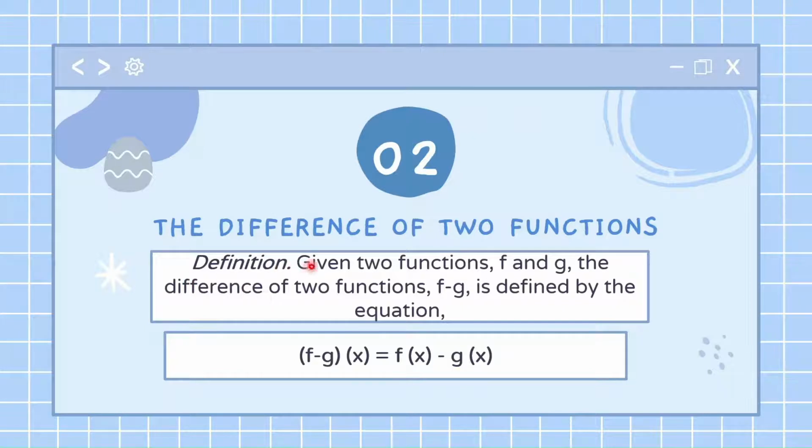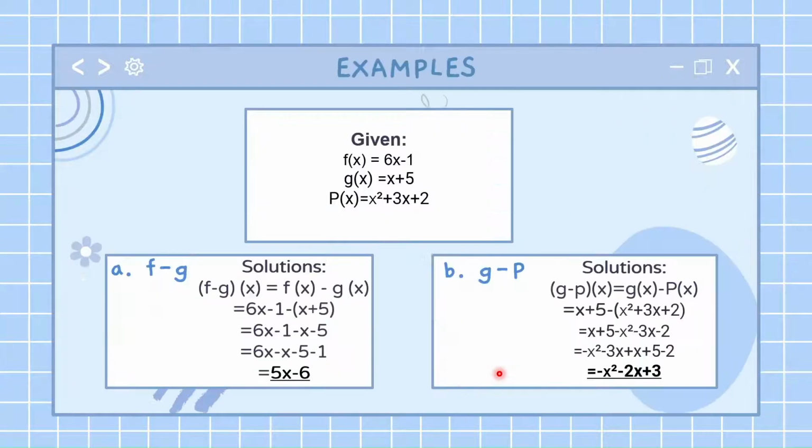We have here the definition. Given 2 functions f and g, the difference of 2 functions f minus g is defined by the equation (f minus g) of x is equal to f of x minus g of x. This is the formula that will help us in getting the difference of 2 functions. So please remember this because it's very helpful in getting the difference of 2 functions.